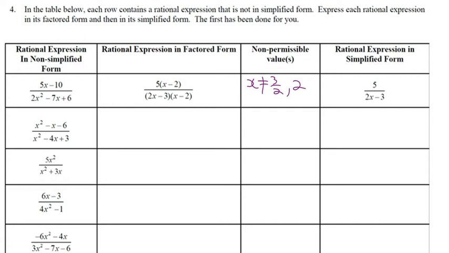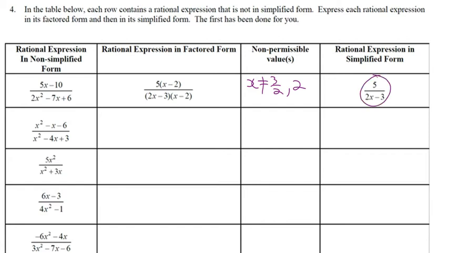All right, so your first step is to factor it. Your second step is to state the non-permissible values from the factored form. And your third step is to then divide out any common factors. So the common factor here is the x minus 2. That cancels top and bottom. We end up with 5 over 2x minus 3.